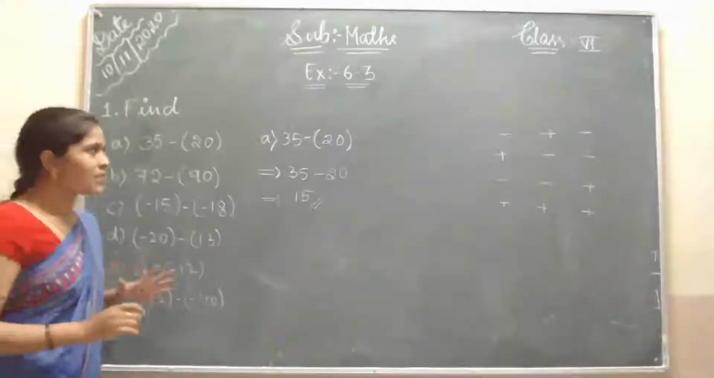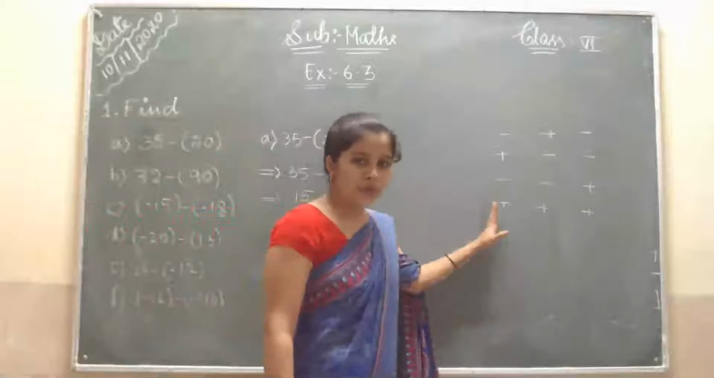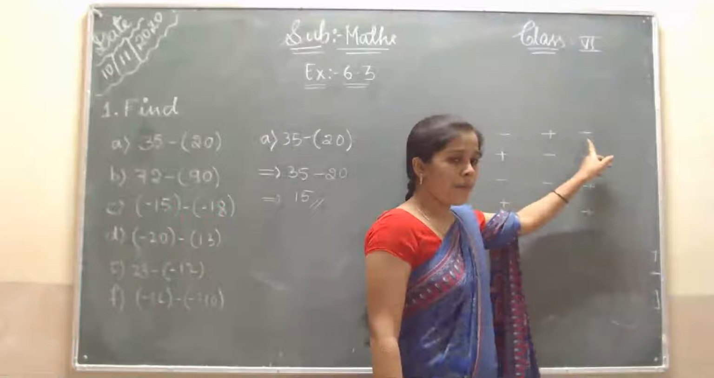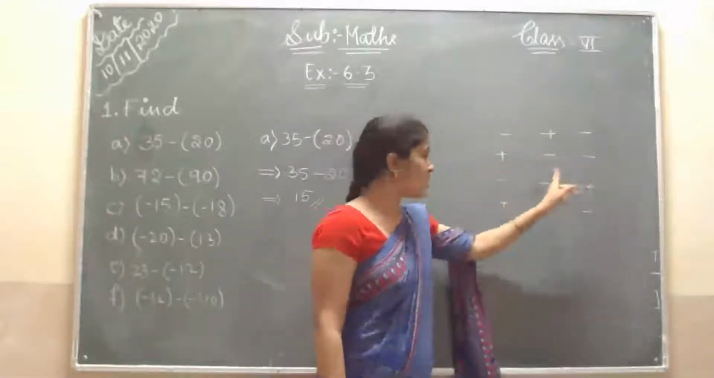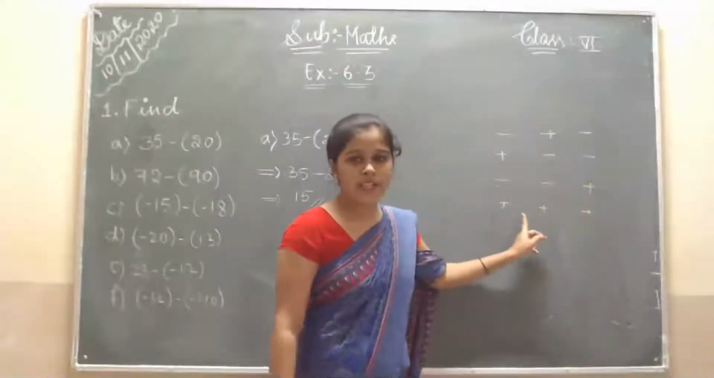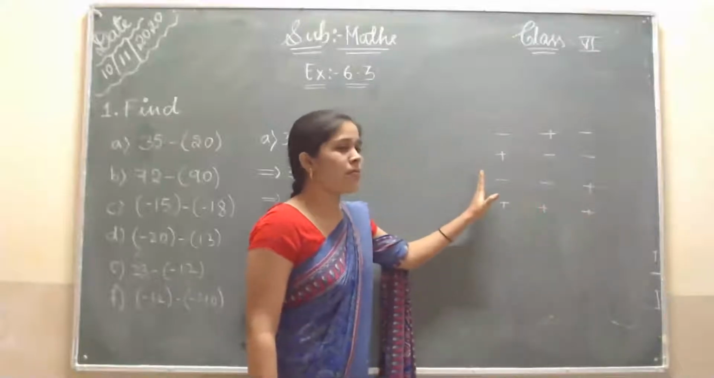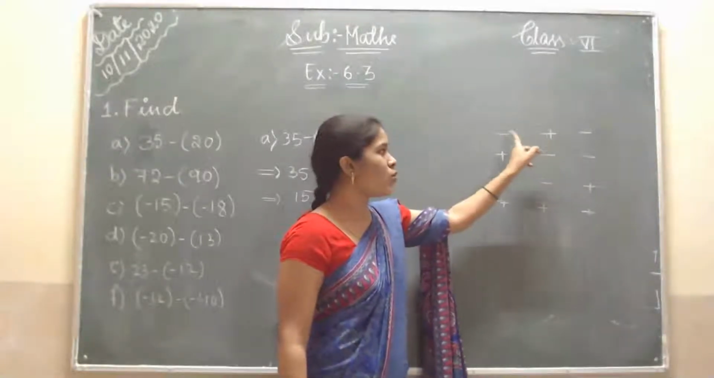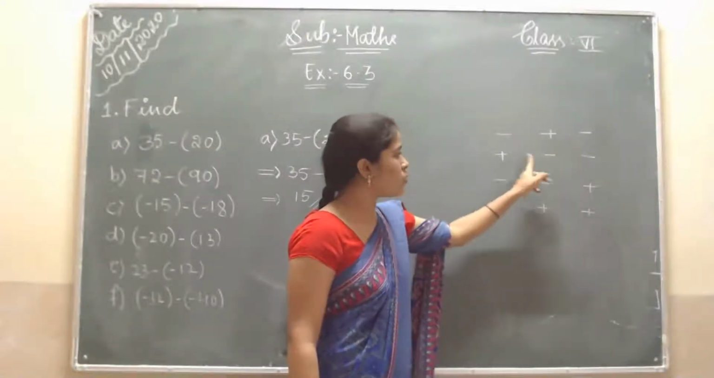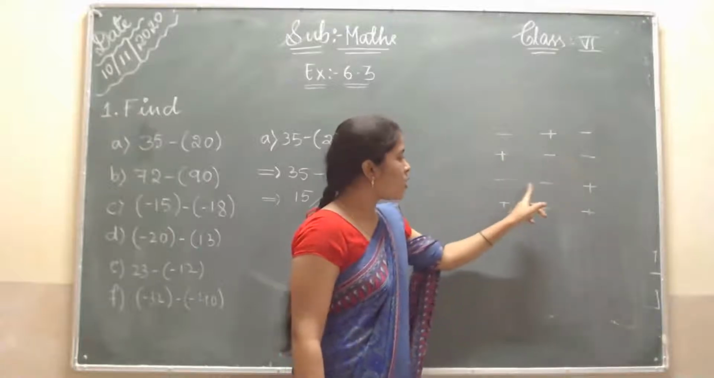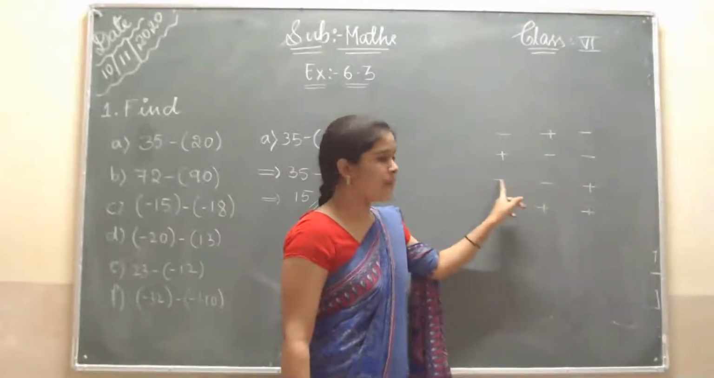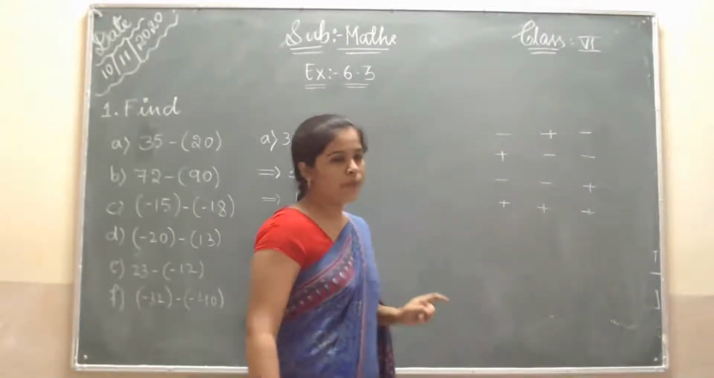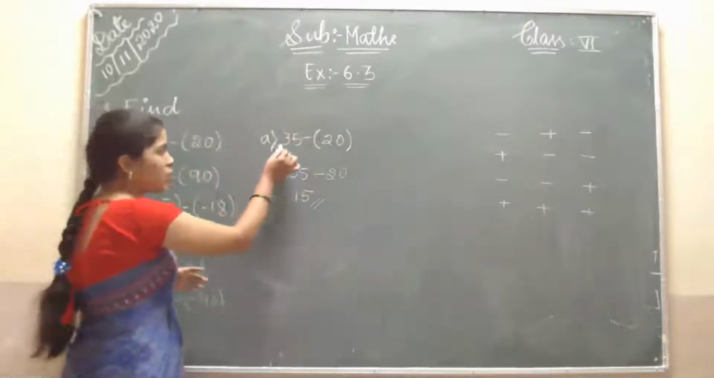Understood? Once again I will explain. We have to remember these four rules. Minus, plus, minus; plus, minus, minus; minus, minus, plus; and plus, plus, plus. Two unlike signs, one positive and one negative, always give negative. Two like signs, meaning similar signs, negative negative, always give positive. Keep in mind. So here one is positive, one is negative.